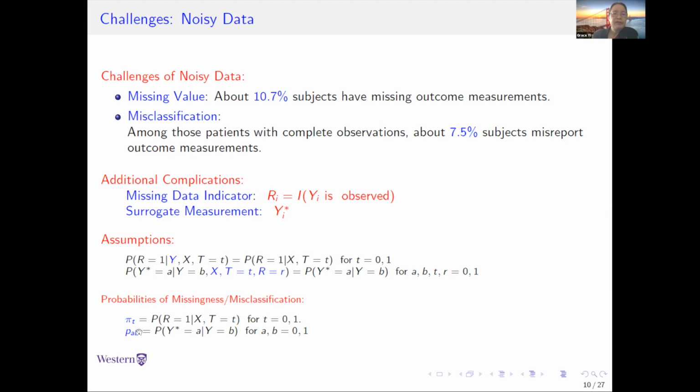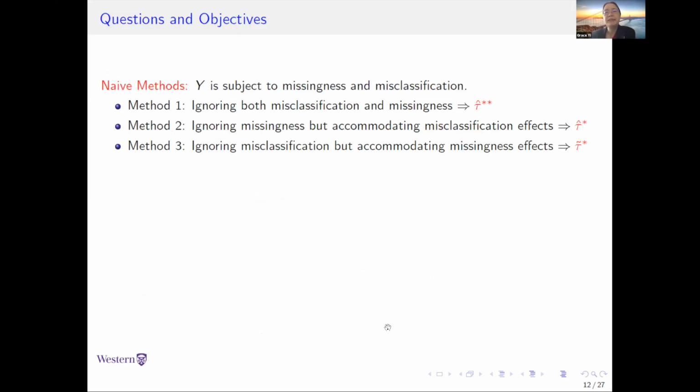And in the following development, I'm going to use pi and pab to represent these associated probabilities for missingness and measurement error. Now the next question is, what would be the effects of missingness and measurement error? And naturally, you could try to use our conventional way to estimate the average treatment effect.